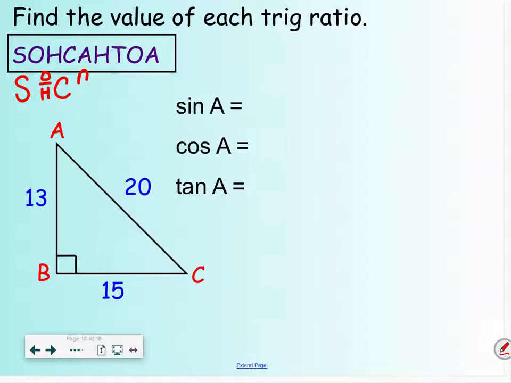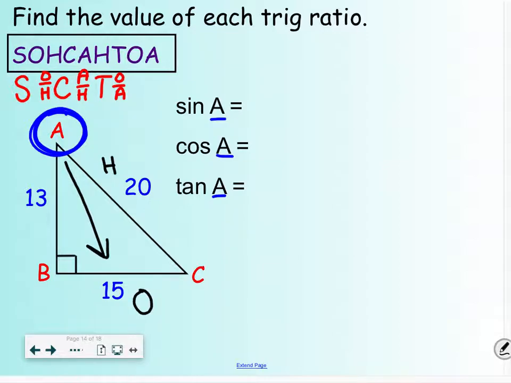Sohcahtoa, if you like to look at it in fraction form, because it can be helpful. Now this one is saying that the reference angle is A. So I'm going to circle that A and then label my 3 sides in relationship to it. The longest side is the hypotenuse. So the hypotenuse is 20. The side opposite that angle A is the 15, and adjacent means next to, so 13 is adjacent.